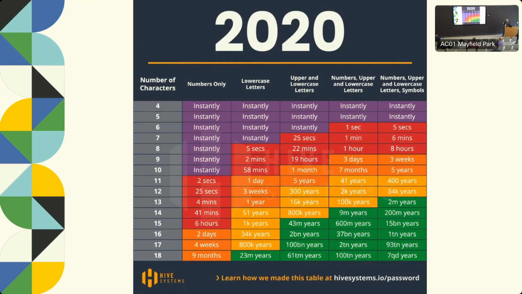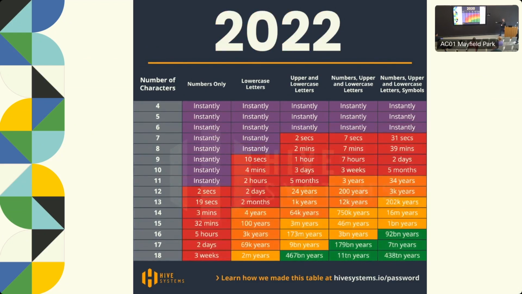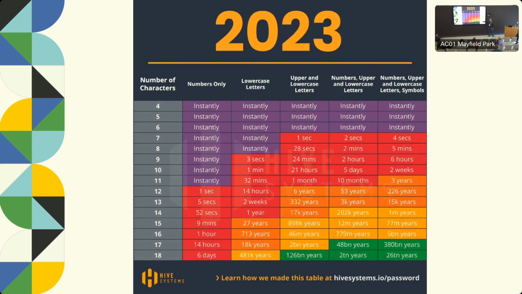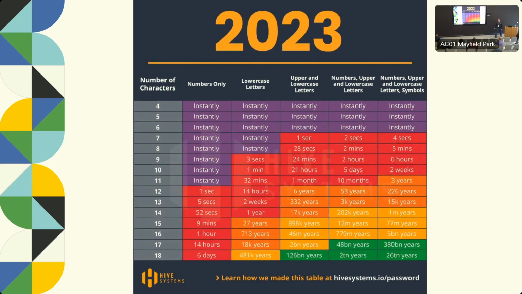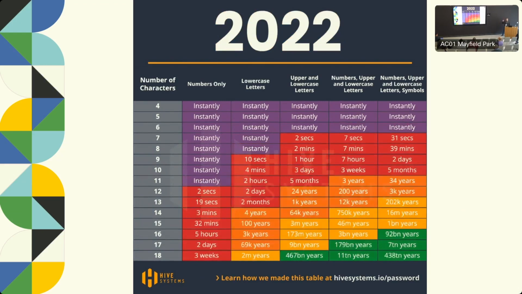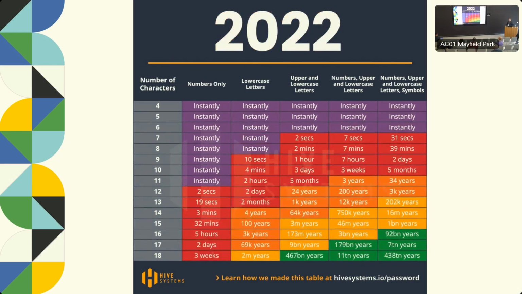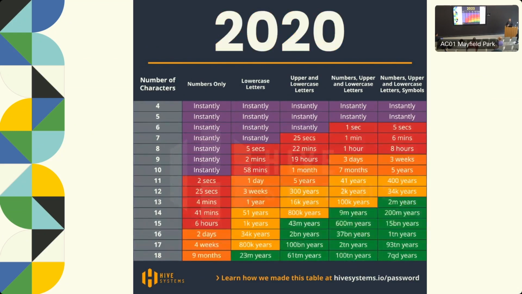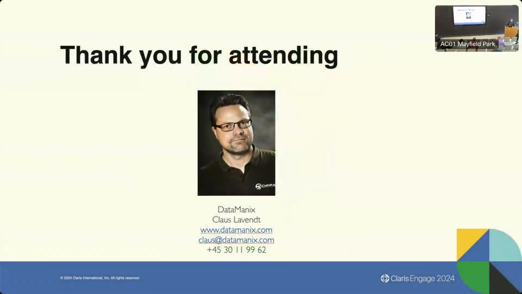And now see what happens from 2020 to 23, just in 3 years. Notice how little green is left just in 3 years, right? So it's just emphasizing that, hey, it's really important to have strong passwords. All right, so that actually concludes this session.